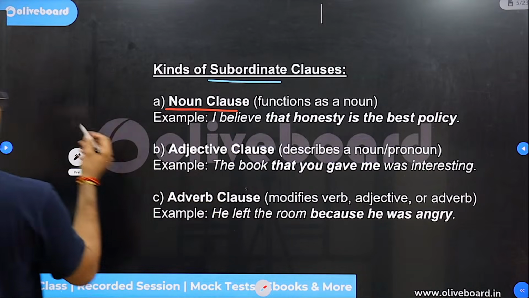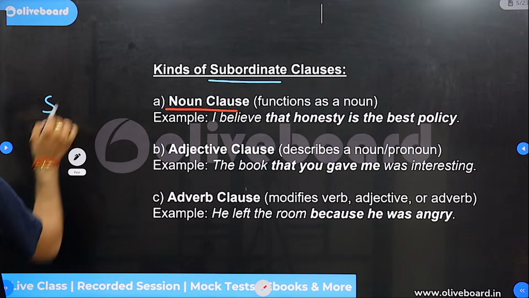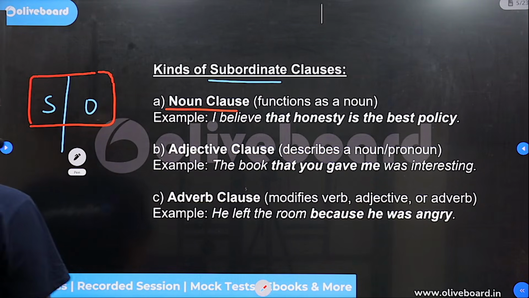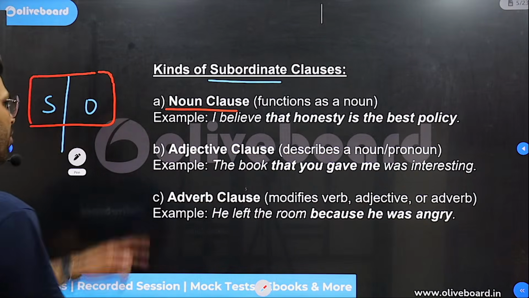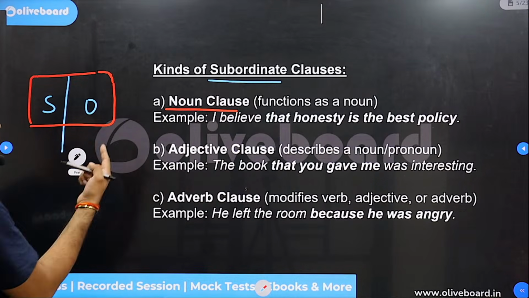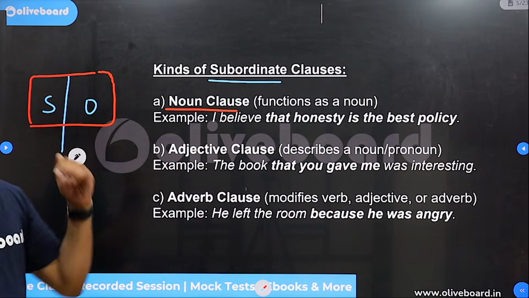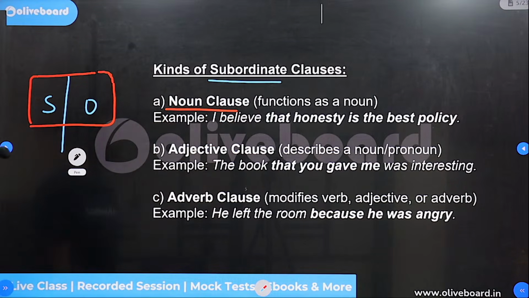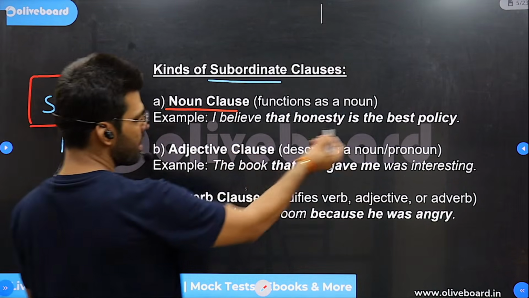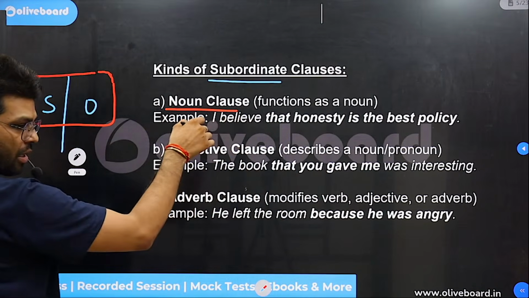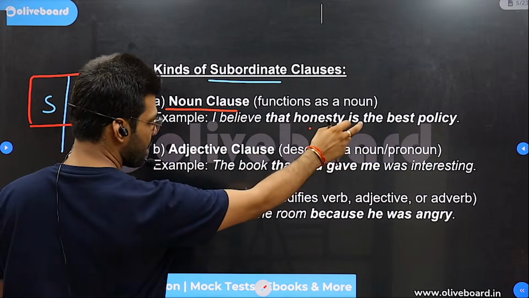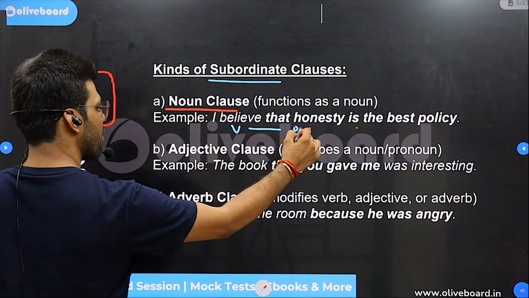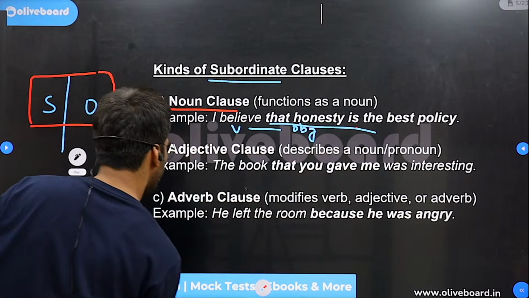If all those words, a complete sentence with a subject and a predicate, are behaving as a noun... So what are nouns in English? Nouns are supposed to be the subject, or they are supposed to be the object of a preposition or a verb. Then they are called noun clauses, functioning as a noun, either the subject or the object in a given statement. So, "I believe this." What? "That honesty is the best policy." Now this "honesty is the best policy" here is a clause because it has a subject, it has a verb, and it's collectively behaving as the object of this verb. So that has to be a noun clause.